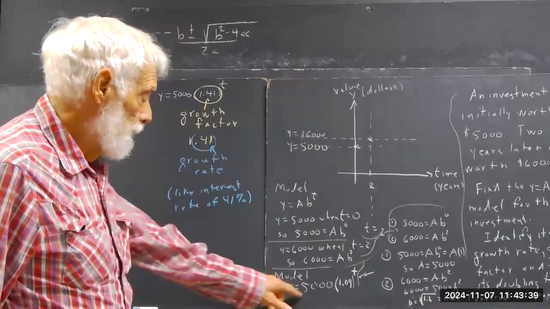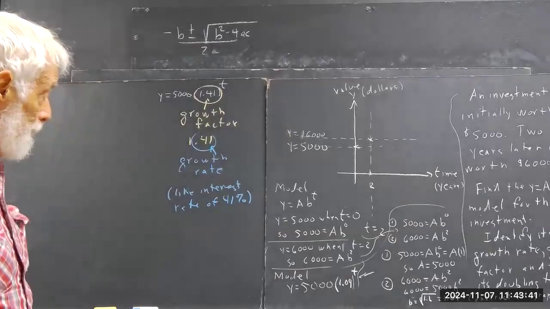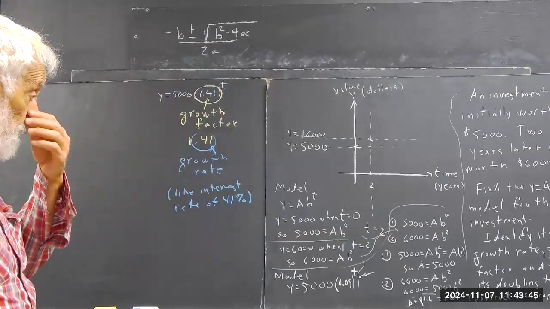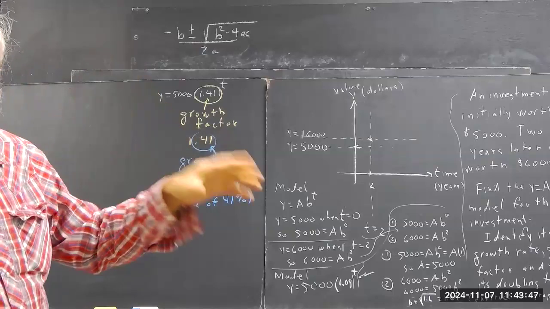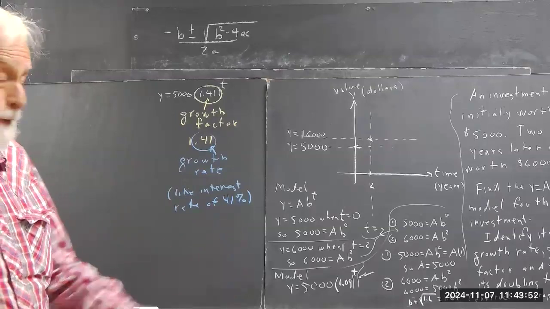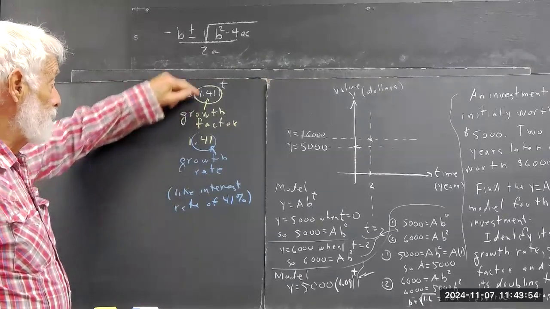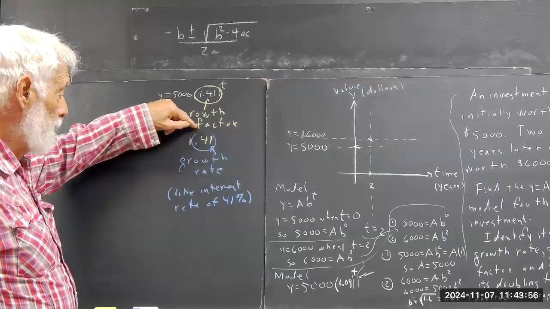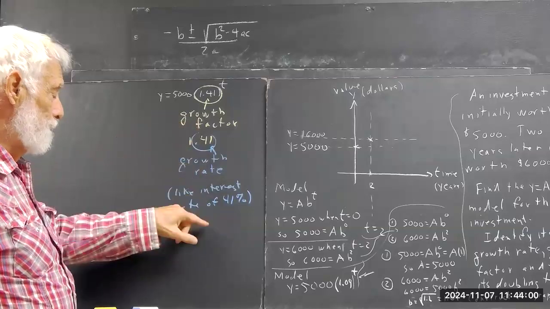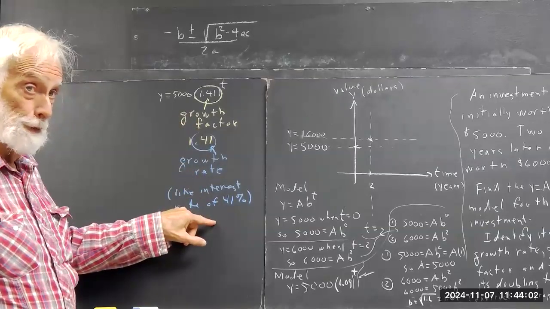Okay. So anyhow, if this is our model, now up here I said this was the growth rate and this was the growth factor, which is totally wrong. And I didn't notice that until somebody wrote it down that way. And that was my error, not yours. This is the growth factor, this is the growth rate, and this is like the interest rate. The growth factor is not an interest rate. The growth rate is the interest rate.